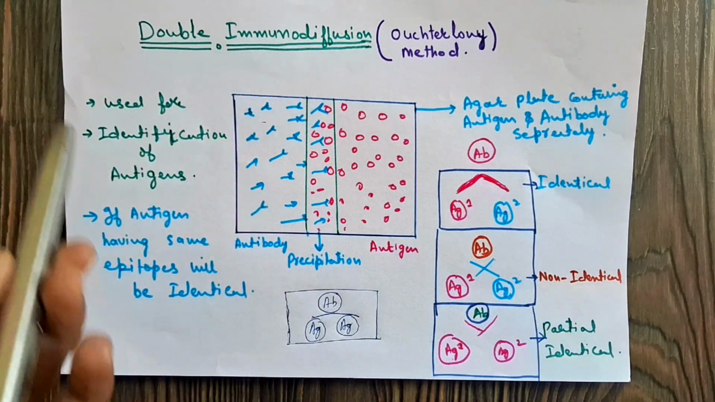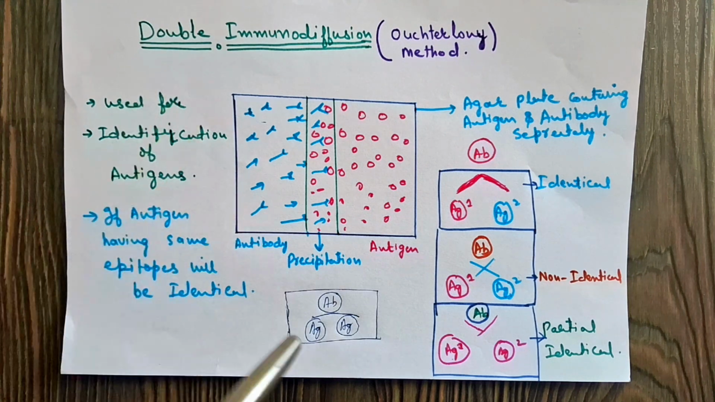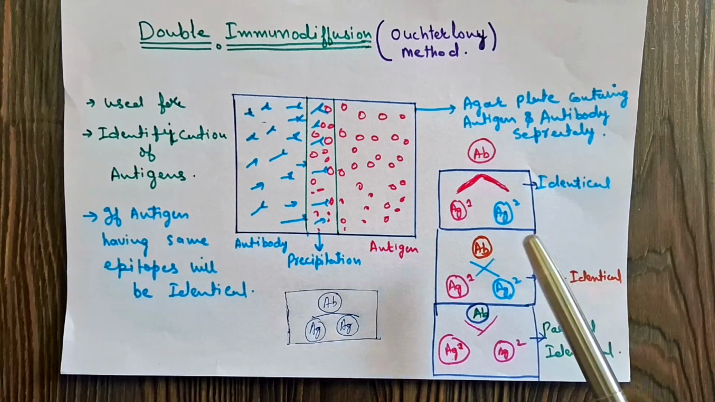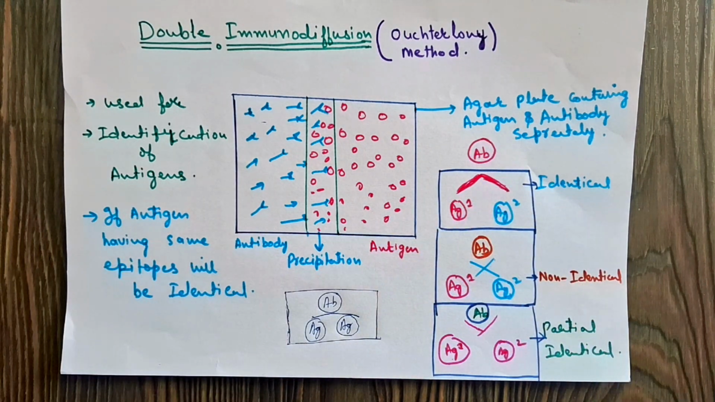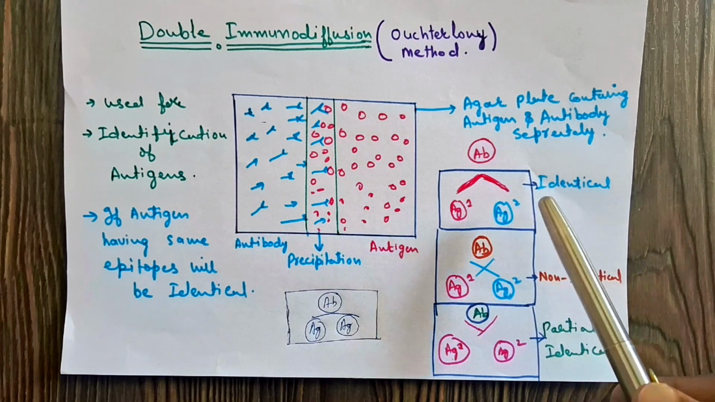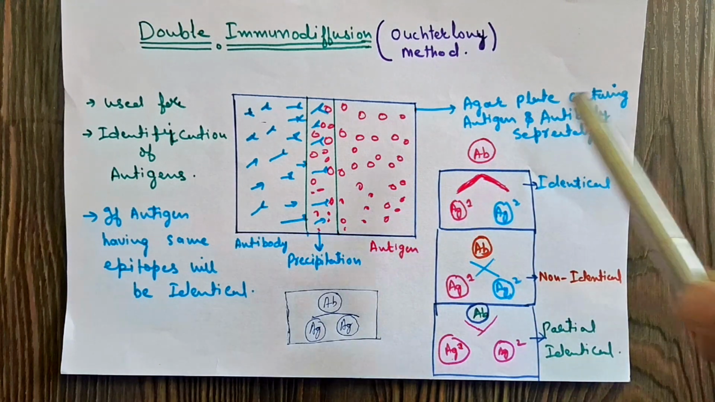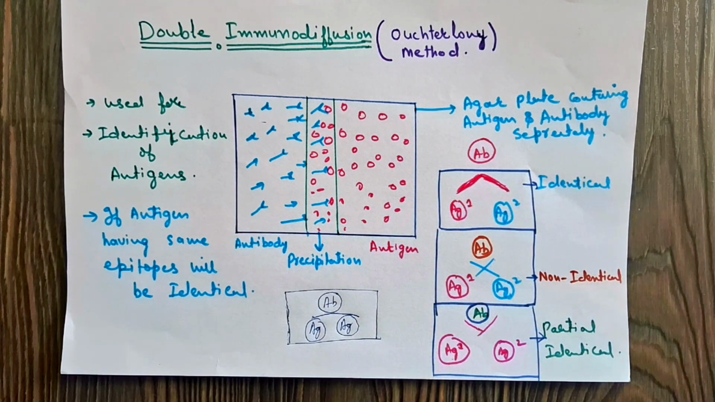How do we see from these lines whether the antigens are identical or not? For example, let's say these are the 3 wells in the agar plate, and these are the 2 antigens, and the precipitation line will be this shape. Then these 2 antigens are identical. If the precipitation line is shaped like this, then the 2 antigens are not identical, and if the shape is this way, then these antigens are partially identical.